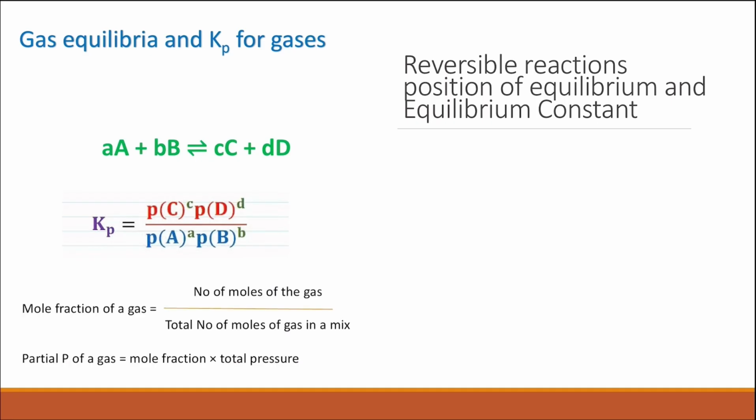Remember that they're going to ask you to calculate the mole fraction of a certain gas, so that will be the number of moles of the gas over the total number of moles of gases in the mixture. And then you're going to calculate the partial pressure of a gas, which equals the mole fraction times the total pressure. Remember that temperature affects the value of Kp and pressure doesn't affect the Kp.